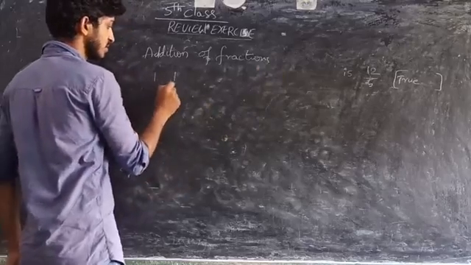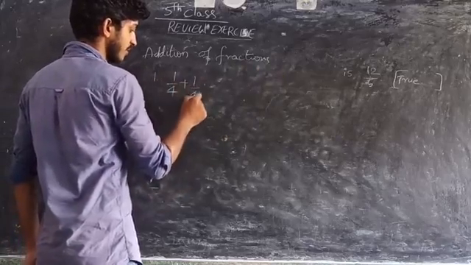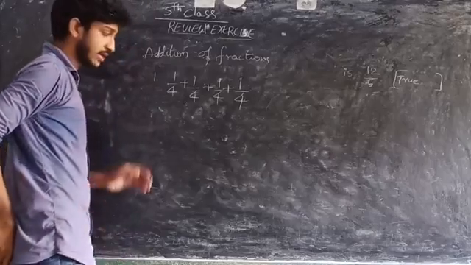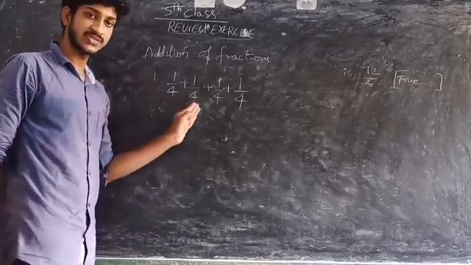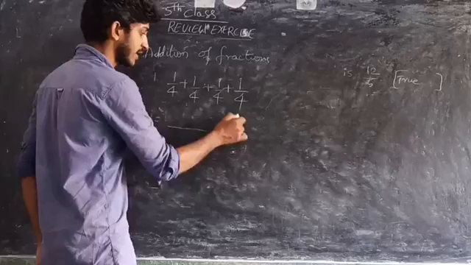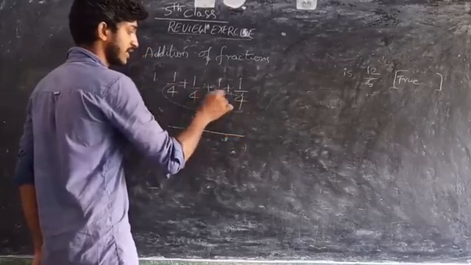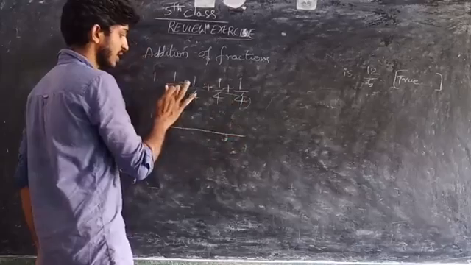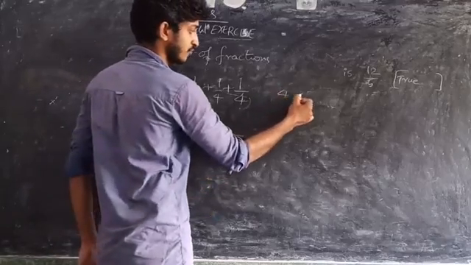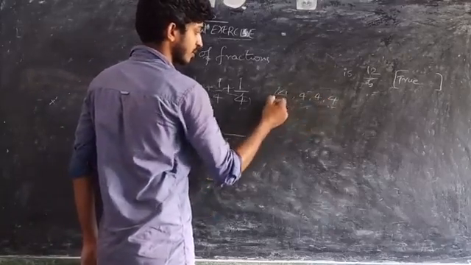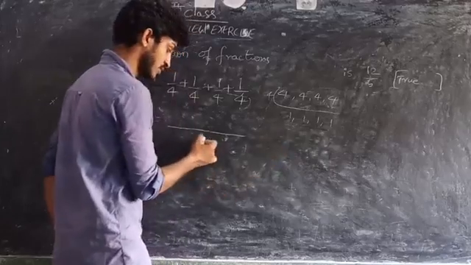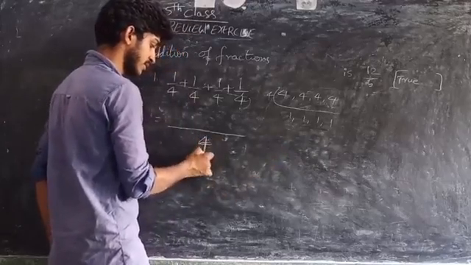Okay, the first one is 1 by 4 plus 1 by 4 plus 1 by 4 plus 1 by 4. In this type of problem, first of all we have to take the LCM of these four numbers. So here we have 4. The LCM of these is 4, because in the 4 table, 4 times 1 is 4. So 4 is the LCM for these four numbers.